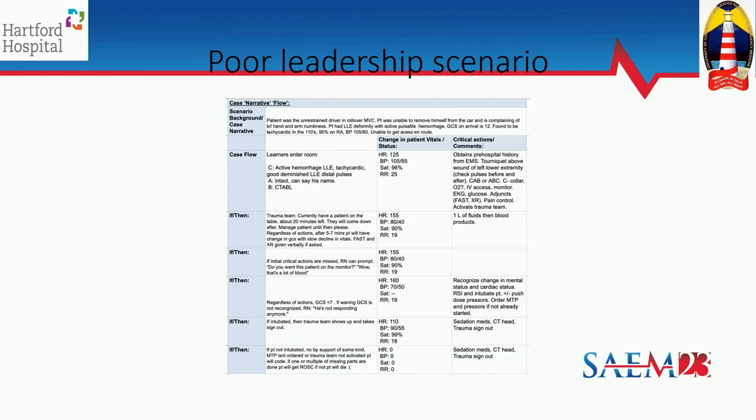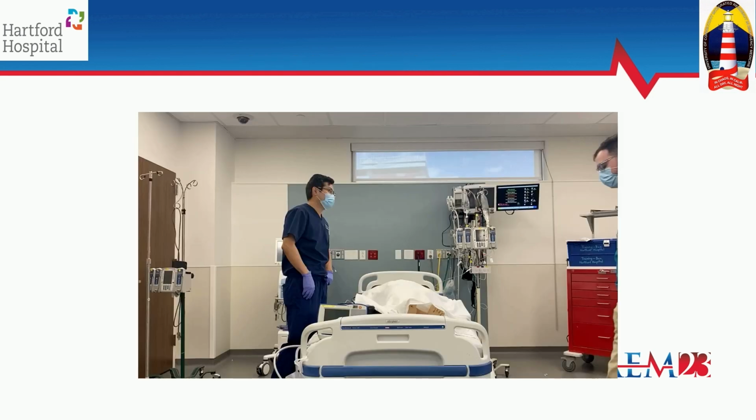This was a trauma that the residents wrote out, and this is the less than ideal, probably to the extreme, version of resuscitation.